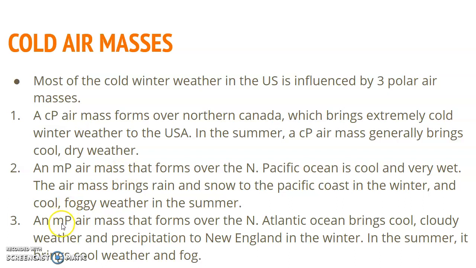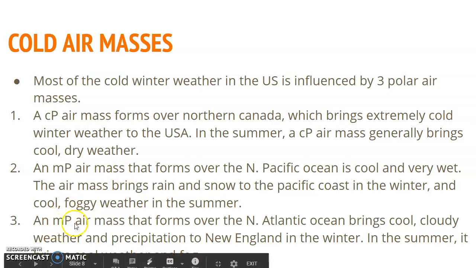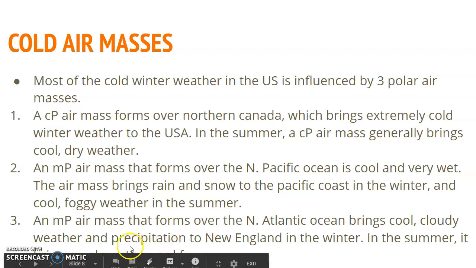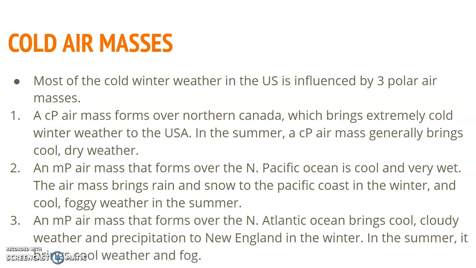And finally, we have another mP, maritime polar, air mass that forms over the northern Atlantic Ocean. And similarly, it also brings cool and cloudy weather and precipitation. If you remember, precipitation is the way in which we get the water that we lost to evaporation back to the surface of the earth. So it can be in the form of rain, sleet, hail, or snow.